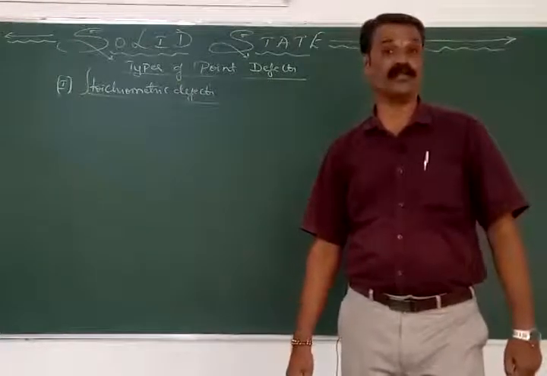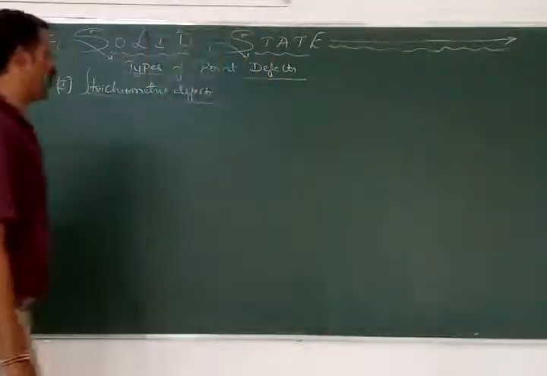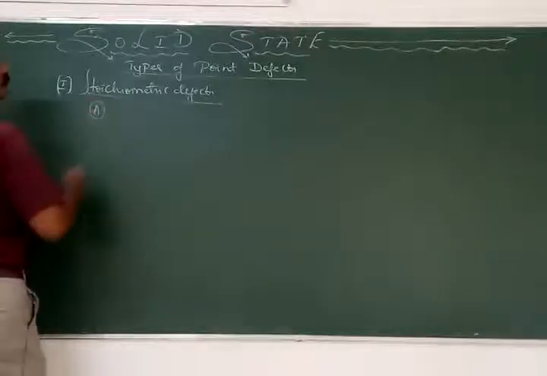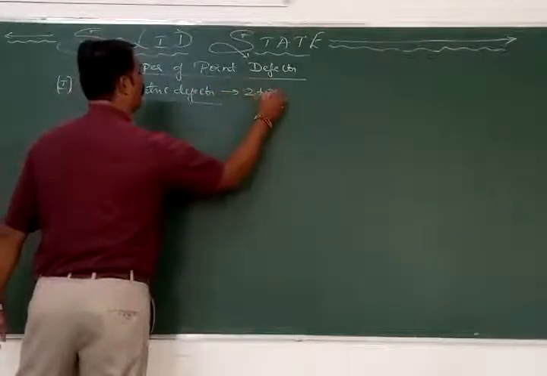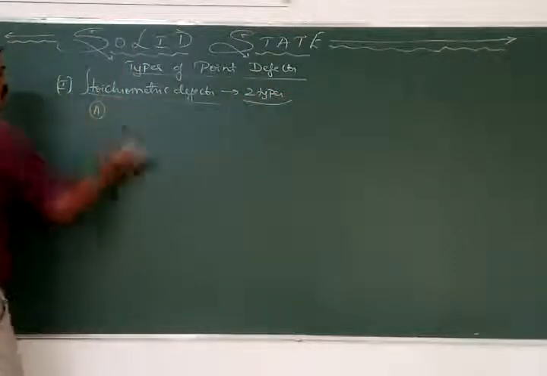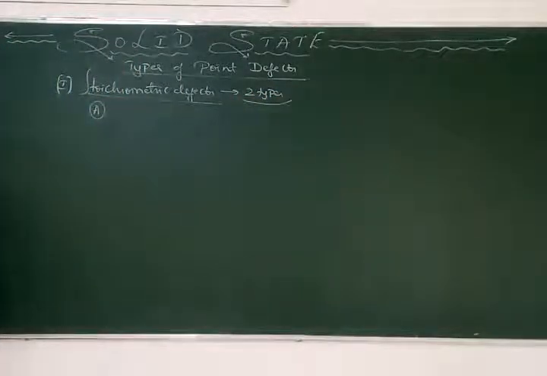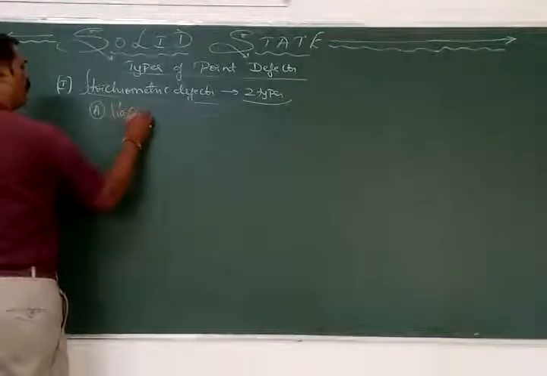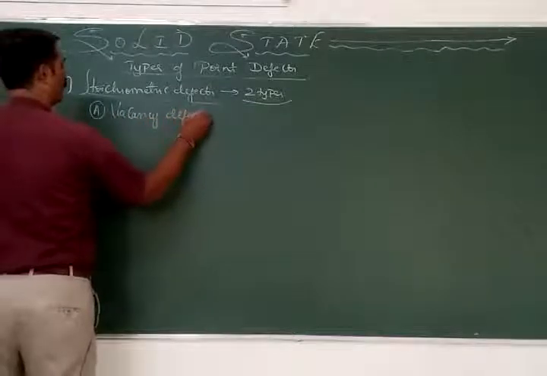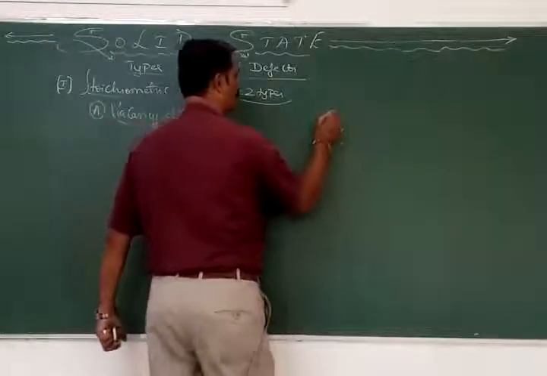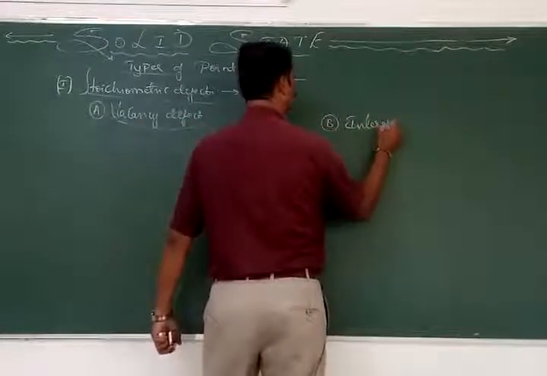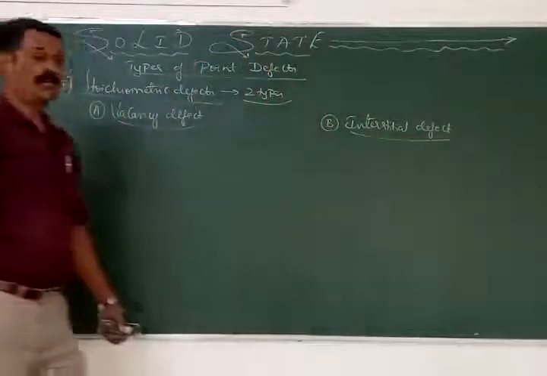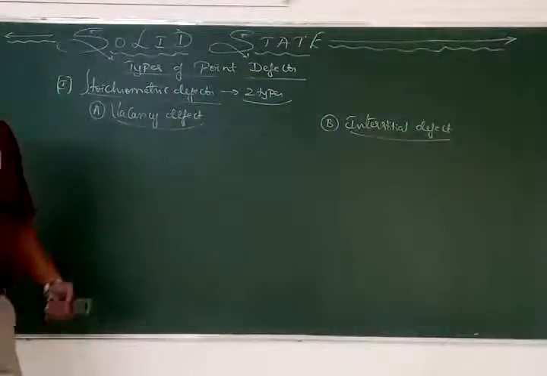the stoichiometric defects. So here, these stoichiometric defects are of two types. The first one is the vacancy defect, and then the second one is considered to be the interstitial defect. The vacancy and interstitial defects.